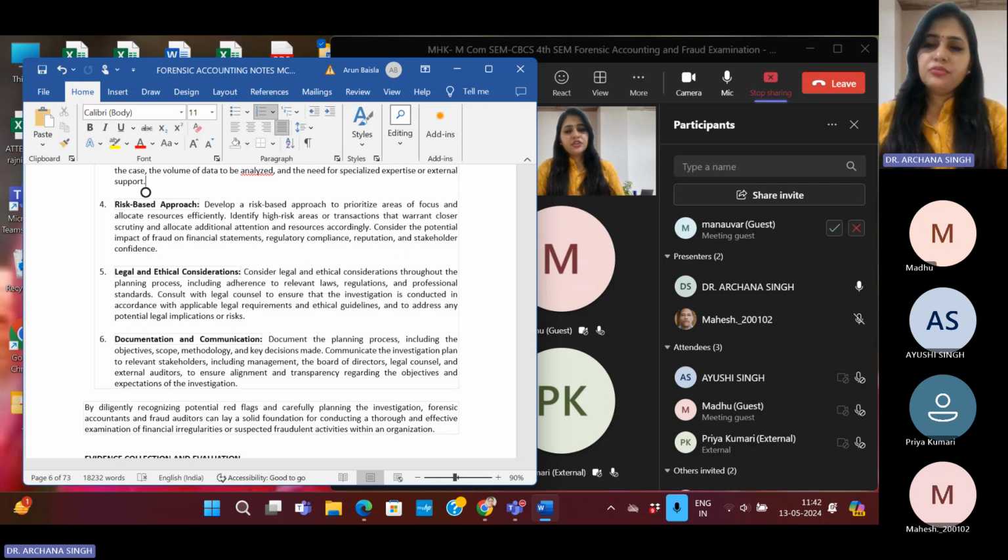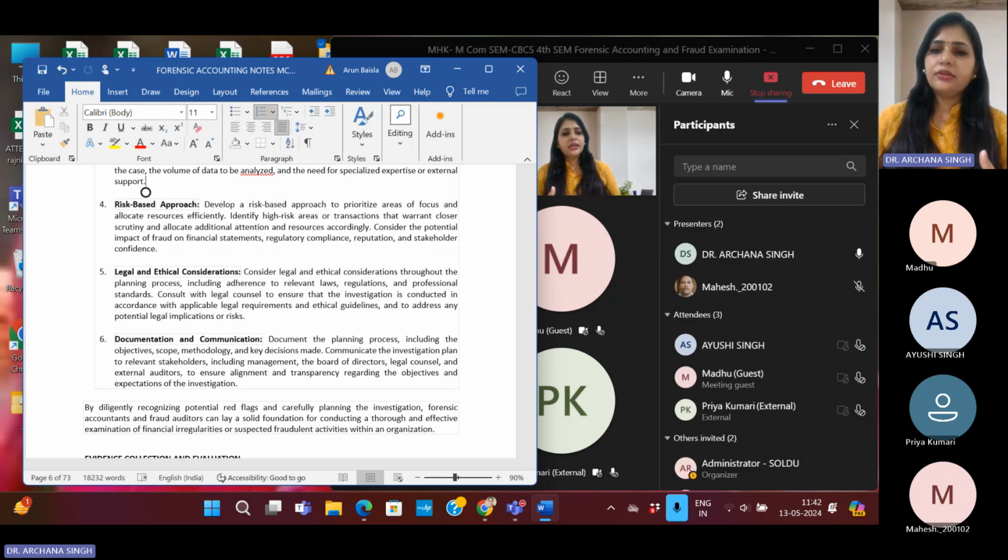Then last is documentation and communication. Documenting the planning process includes objective, scope, methodology, key decisions made, and timeline. Once these decisions are made, they had to communicate the investigation plans to the relevant stakeholders, including management, the board of directors, legal counsel, and external auditors, to ensure alignment and transparency regarding the objectives and expectations of the investigation.